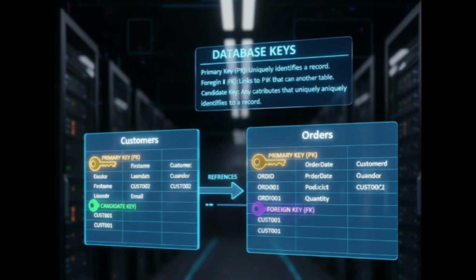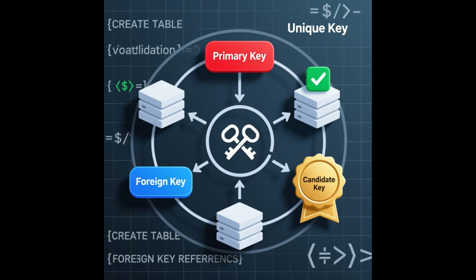Types of keys. 1. Superkey. A superkey is any set of columns that uniquely identifies a row. It might have extra columns you don't need. Example: in the users table, user ID, email, phone number can uniquely identify a user. 2. Candidate key. A candidate key is a minimal superkey, no extra columns. There can be multiple candidate keys. Example: in the users table, user ID and email could both be candidate keys if both are unique and minimal.